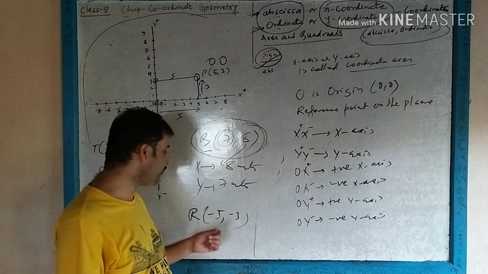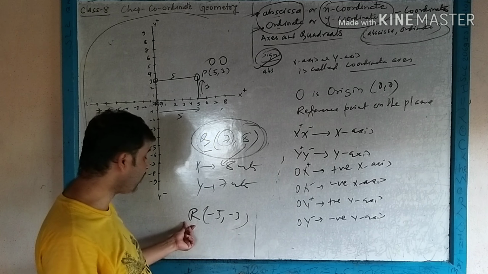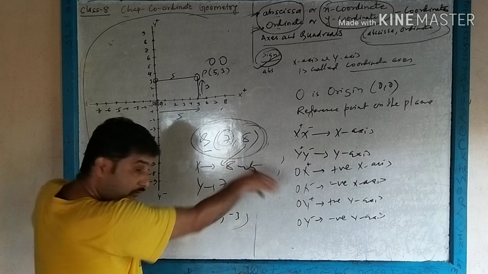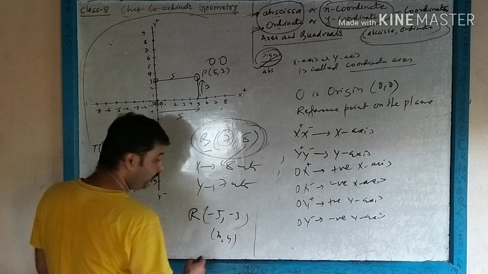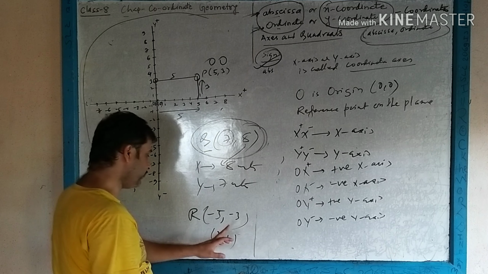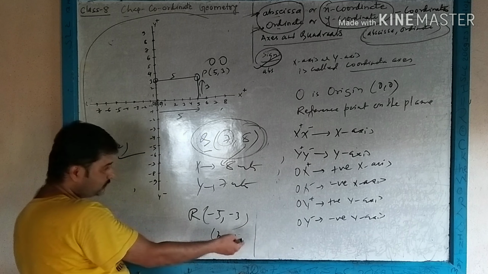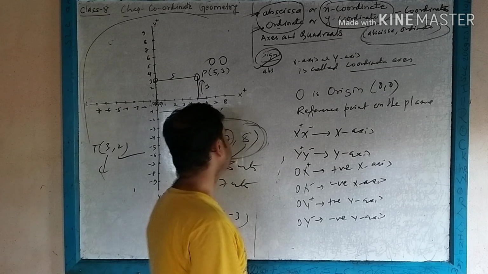The abscissa is -5 and the ordinate is -3. But if I talk about distance, how far is the point R from the x-axis? Every point is in the form (x, y). From the x-axis, it is 3 units. From the y-axis, it is 5 units.